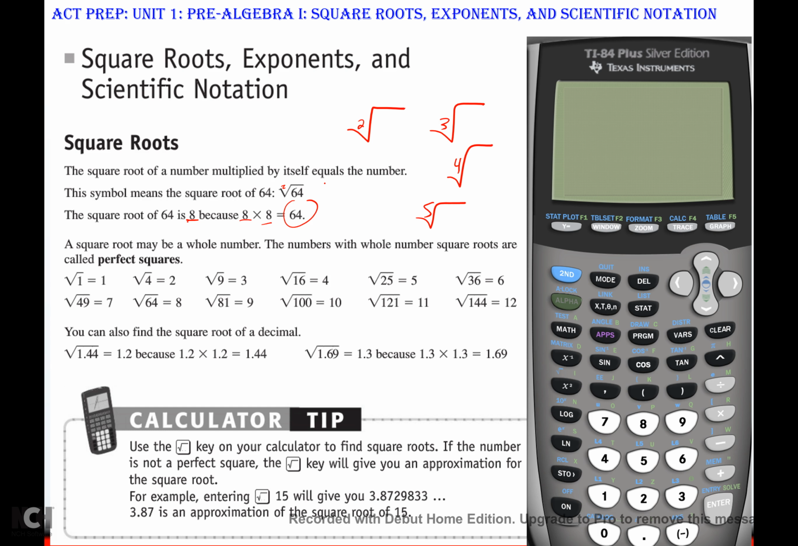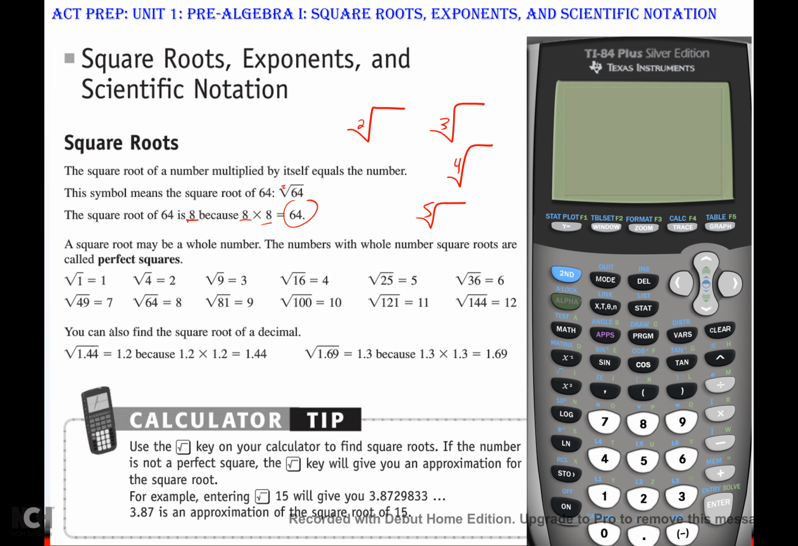Okay, a square root may be a whole number. The numbers with whole number square roots are called perfect squares. The square root of 1 is 1, the square root of 4 is 2, the square root of 9 is 3, the square root of 16 is 4, because 4 times 4 is 16, 3 times 3 is 9, 2 times 2 is 4, get it? Those are all your perfect ones that come out nice and whole. You should probably know those by now. All right, if you have a decimal, the square root of 1.44 is 1.2 because 1.2 times itself is 1.44.